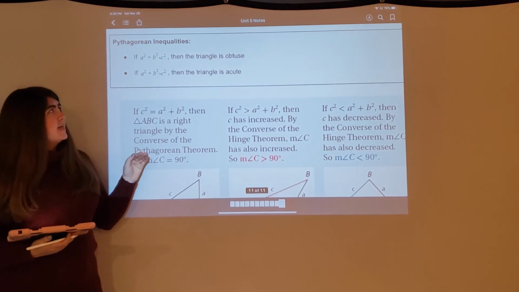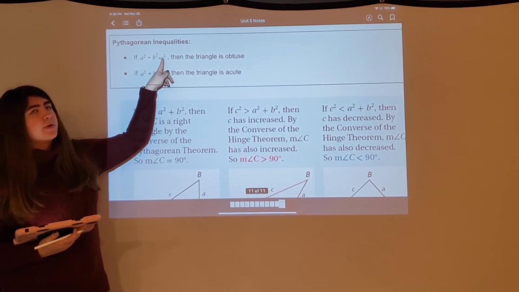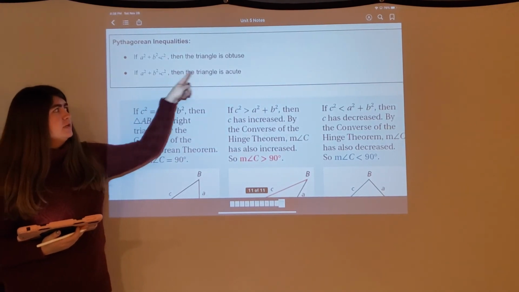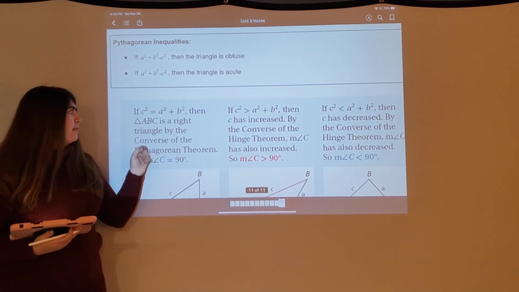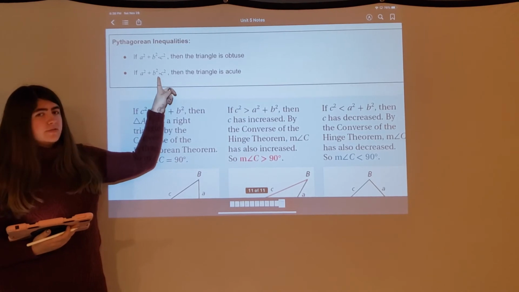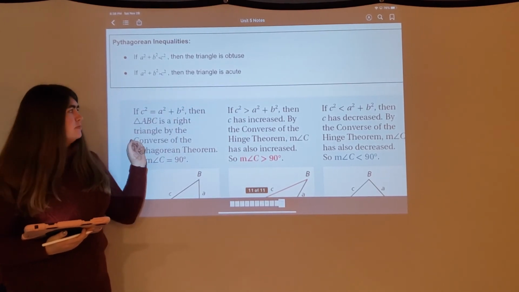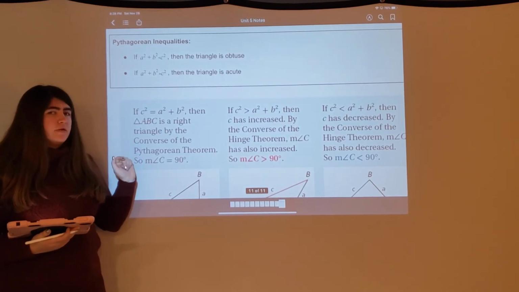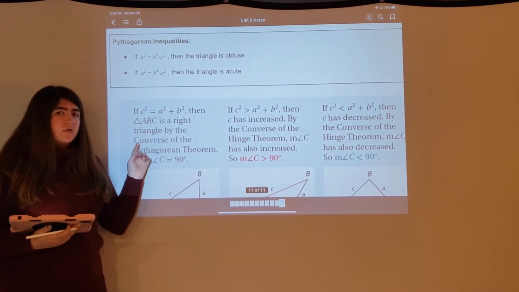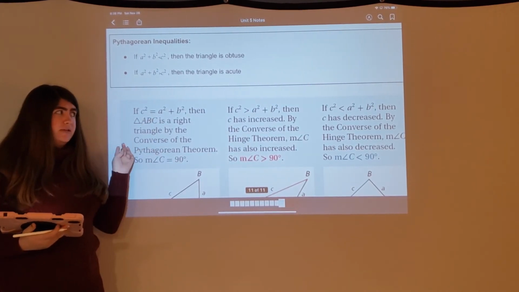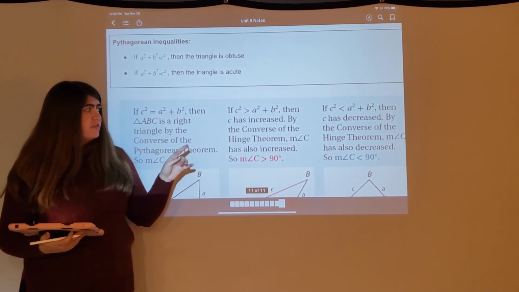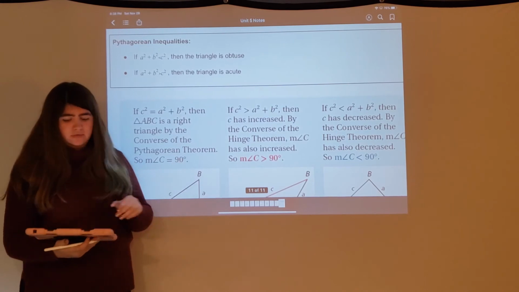Another way to look at that is if c squared is greater, the triangle is obtuse. If c squared is smaller, then the triangle is acute. If c squared is equal, then it's right. So if it checks out, if it's equal, right. C squared is greater, obtuse. C squared is smaller, acute.